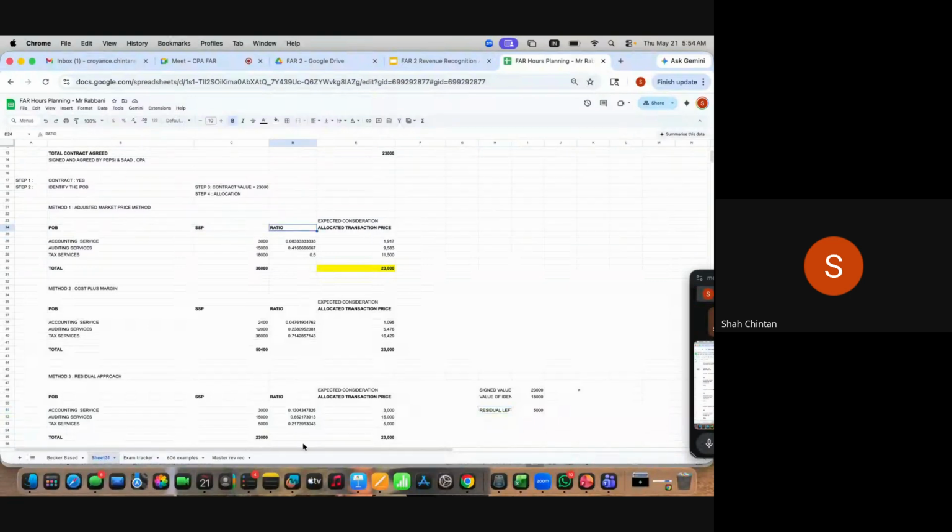Based on the SSP, you will calculate the ratio and then you will allocate a transaction price to your performance obligations. कोई भी डाउट तीनों मेथड्स में? Okay. ठीक है, सो दिस इज योर स्टेप नंबर 4.